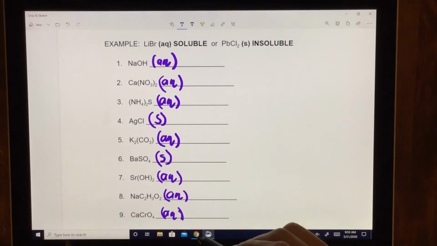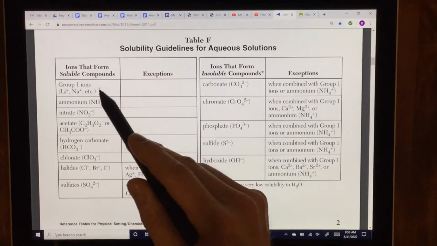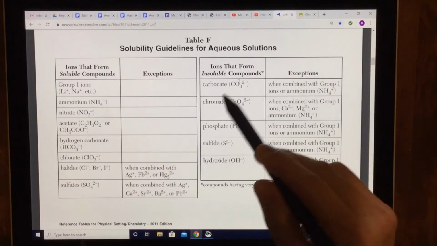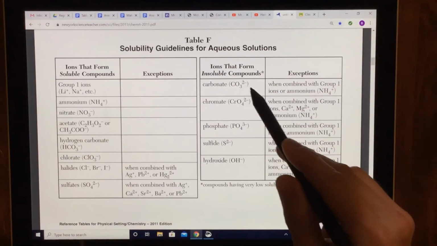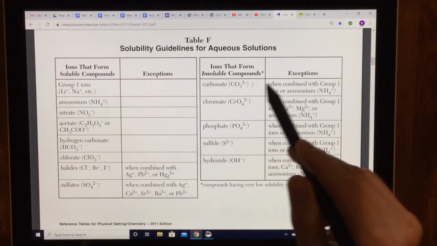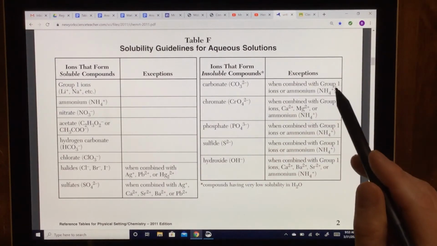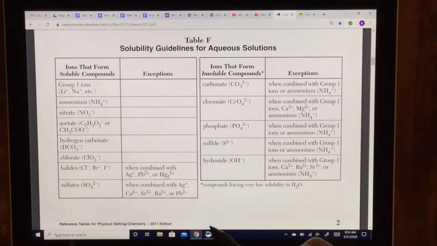K2CO3, well, K is group 1. They're always soluble. But another way to do it, like I taught you, CO3 minus 2, look up the anion. That's insoluble except with group 1. K is group 1, so therefore it's soluble, AQ.